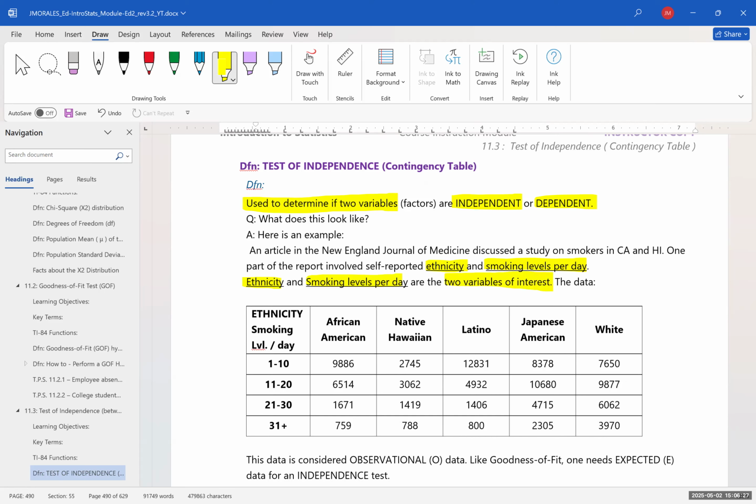So here's the data. We have ethnicity across the top, and then we've got smoking level down these rows. So the columns are different ethnicities, and the different rows are different levels of smoking. I think that's probably the number of cigarettes smoked per day.